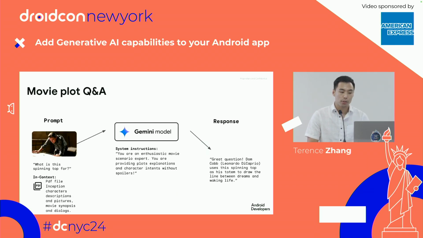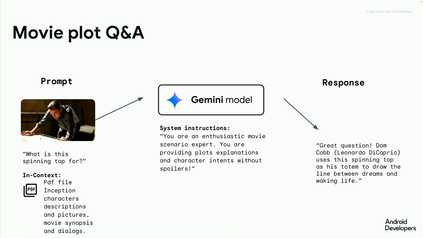Let's go through another example, asking about movie plots Q&A. So the system instruction here would be, hey, you're a movie and scenario expert providing plots without spoilers. And so what is the spinning top for with an image? So again, using Gemini's multimodal capabilities. And in context, we'll provide a PDF file with characters, descriptions, synopsis, etc.